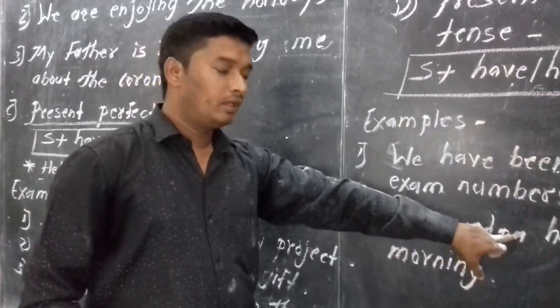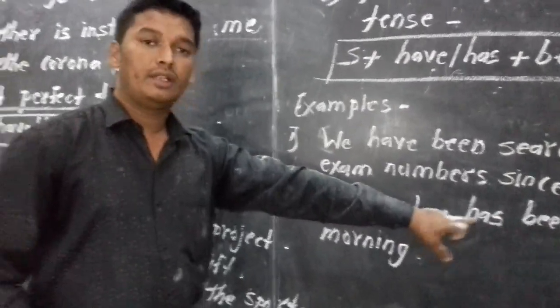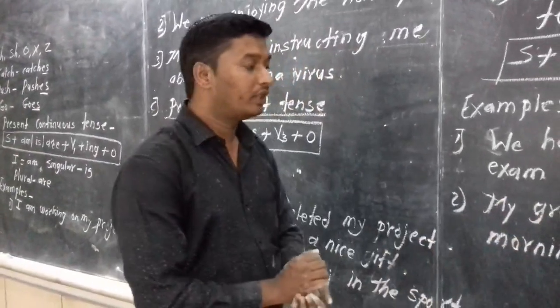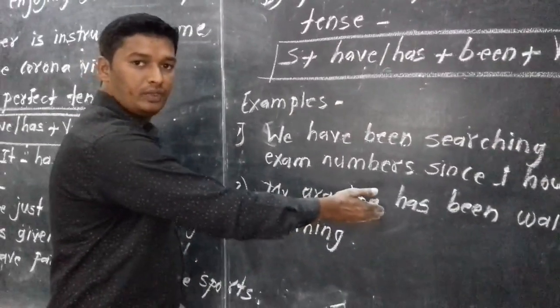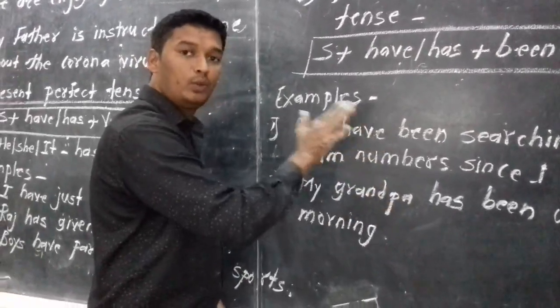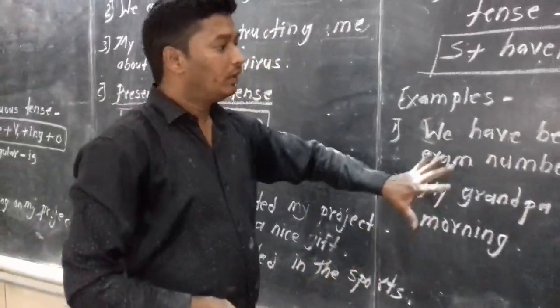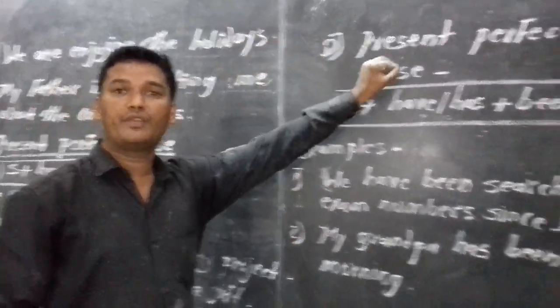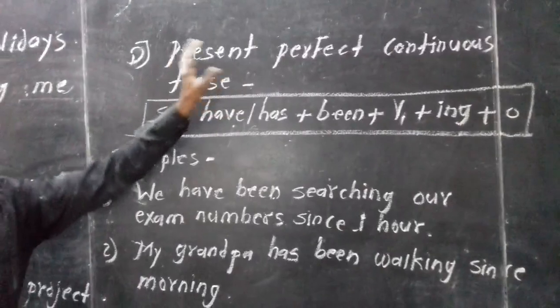Why have I taken "has" here? Because my grandpa is third person singular, so I have taken "has". You should know when to use has and when to use have. I have told you, okay. Now this present perfect continuous tense has been completed.